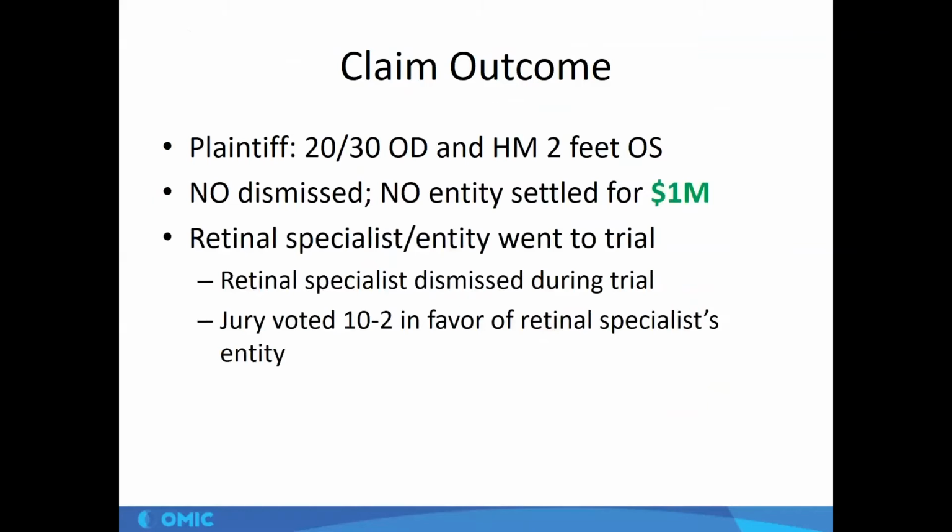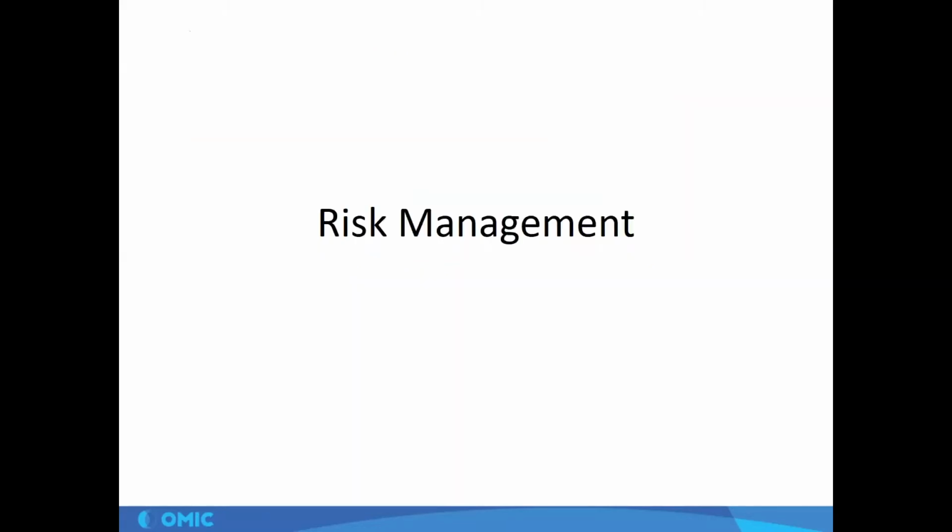And this was the outcome. The vision was 20/30 in the right eye with marked visual field constriction, and hand motion at 2 feet in the left eye. The neuro-ophthalmologist was dismissed. The entity or practice of the neuro-ophthalmologist settled for $1 million. The retinal specialist in his practice went to trial. The retinal specialist was dismissed during the trial, and the jury voted in favor of the retinal specialist entity or practice. So now I'll turn it back over to Ann to discuss the risk management considerations in this case.